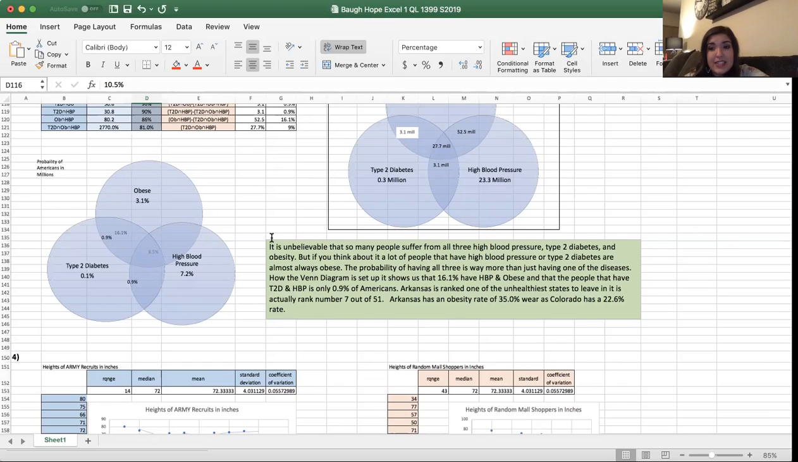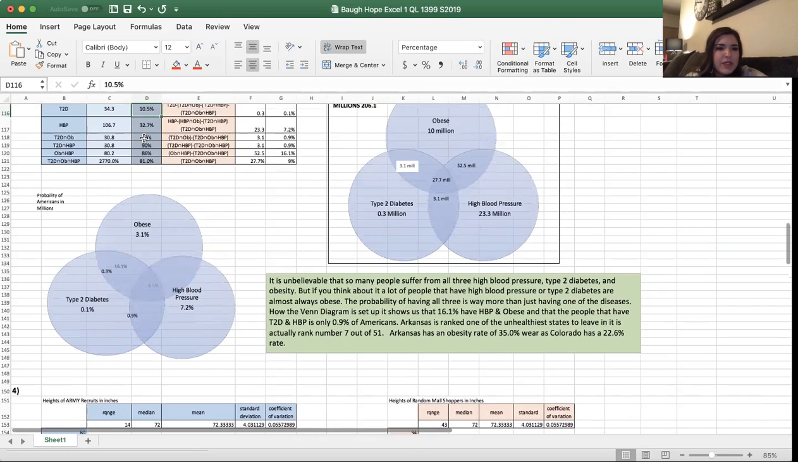Arkansas's obesity rate is at 35%, and then Colorado was at 22.6. So Arkansas, like I said, is number 7, on the most unhealthy side of things. I like to say it's because we eat so well, because we have so many good cooks in Arkansas, but I don't think that has anything to do with it. But we do need to change that because it is affecting how long we live.